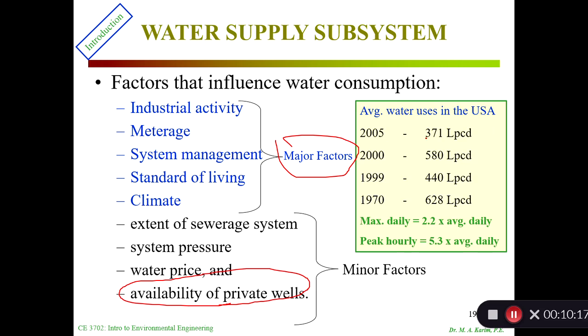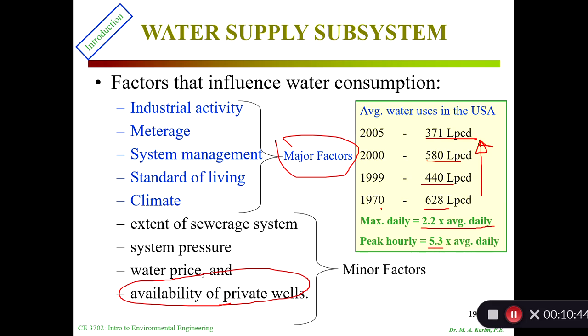So 2005 was 371, 2008 580, 1999 440, 1970 was 6. Why is it going down? It is going down with time because of the losses. We are reducing the losses and increasing the efficiency and other things. Maximum daily can be calculated using 2.2 times the daily average, and peak hourly 5.3 times the daily average.